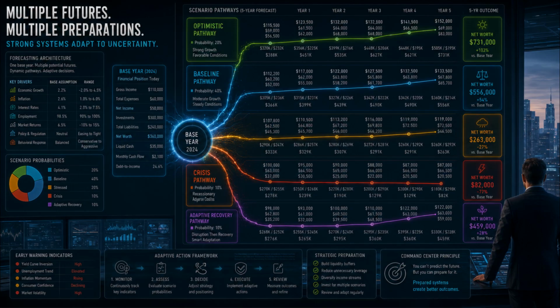In the next episode, we begin stress testing the forecast itself, because the future is rarely one straight line. We will begin modeling inflation shocks, income declines, rising interest rates, investment downturns, and changing behavioral decisions. Because strong systems do not prepare for one future, they prepare for multiple trajectories.